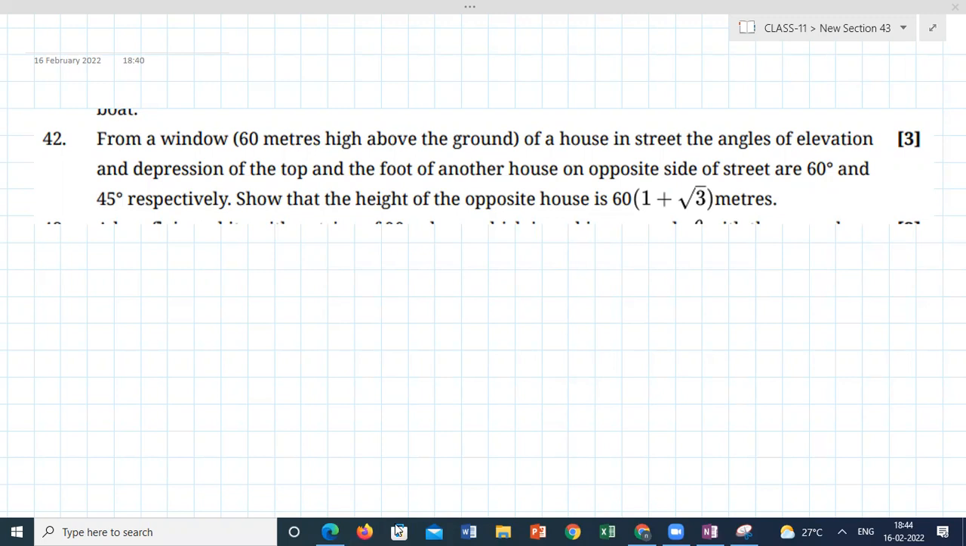Sorry, ma'am, what is the answer? Anyone got the answer? Yes, sir. So, have you done? This is the diagram: from a window 60 meter height above the ground, there is a window here like this, of a house in a street. So there is a tower opposite to this house.